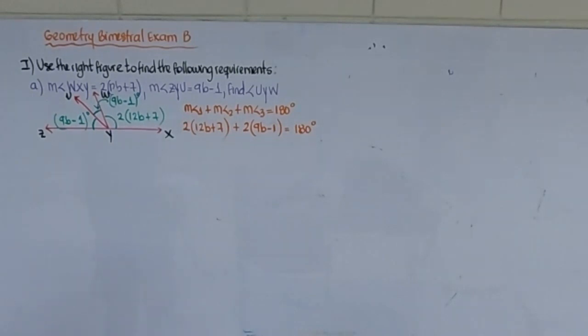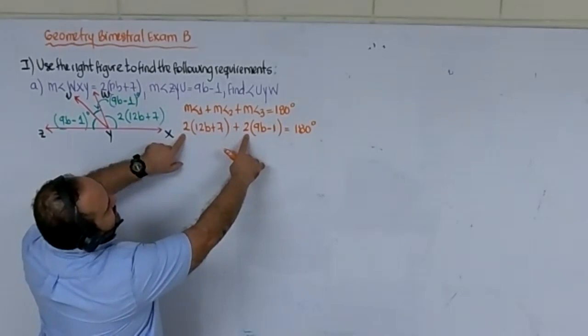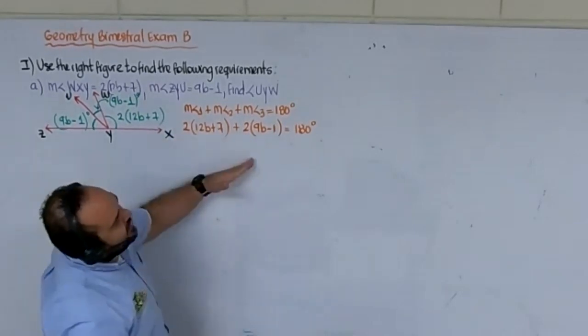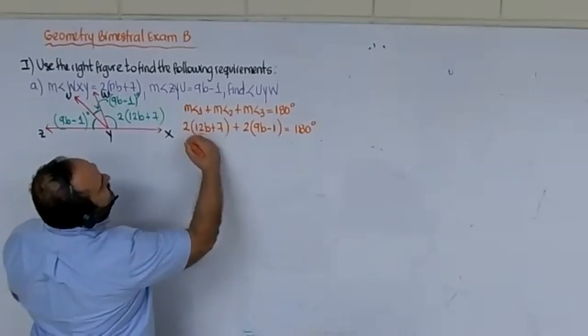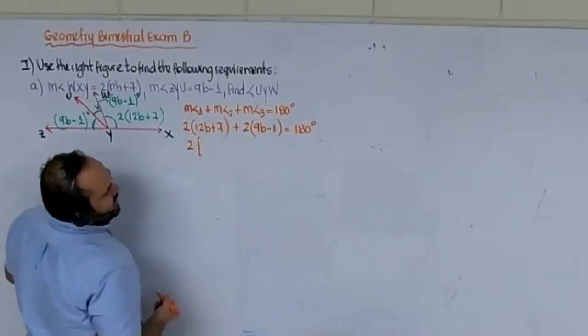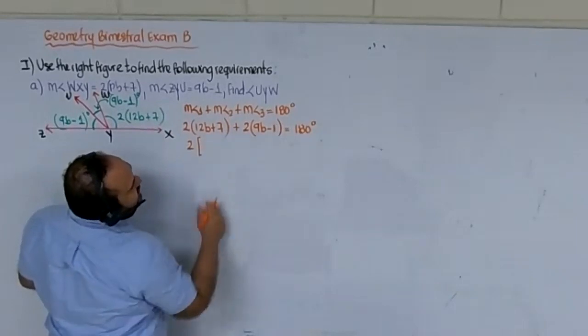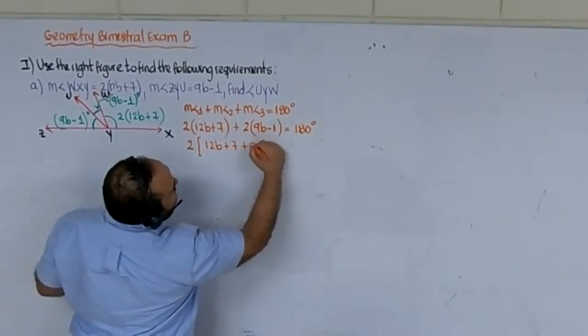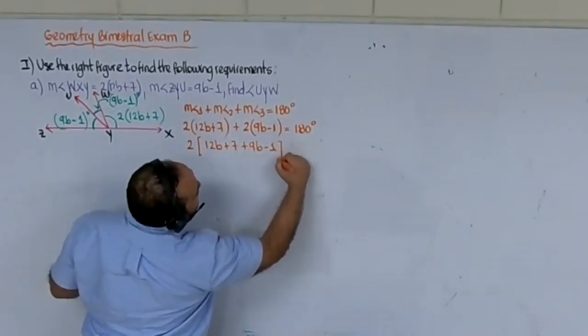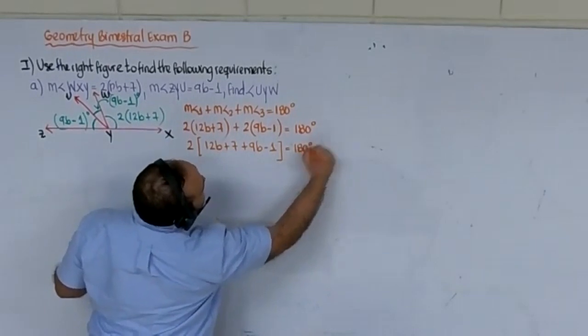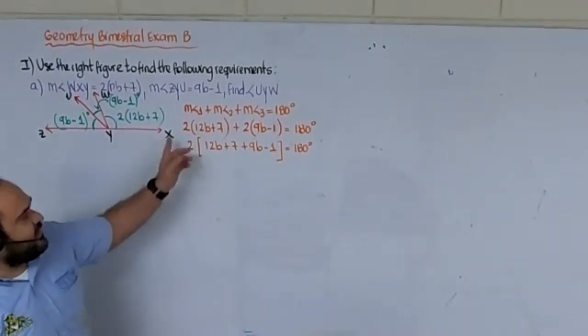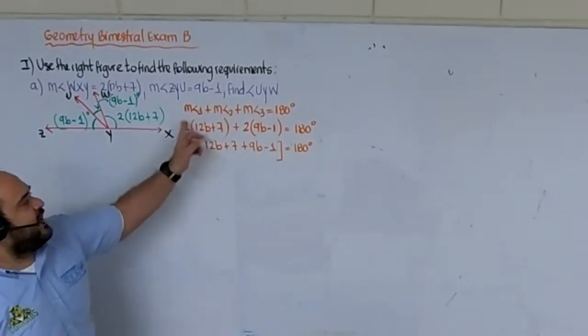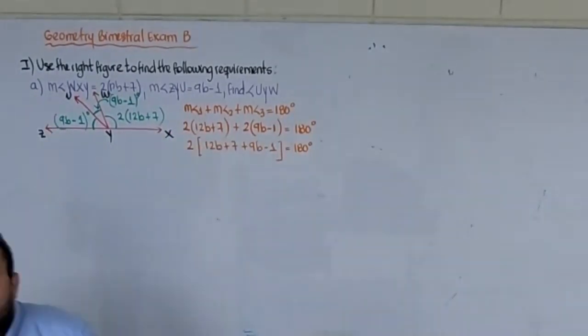Another process, if you want to save or skip a few steps, we can obtain the common factor. Instead of applying the distributive property, you can obtain the common factor. That will be the number 2. We can open brackets and copy the values inside the parentheses. I mean, 12B plus 7 plus 9B minus 1, and this result will be equal to 180 degrees. If you wish to skip the process of applying the distributive property. But if you apply the distributive property and solve for B, don't worry about it, the result will be the same.